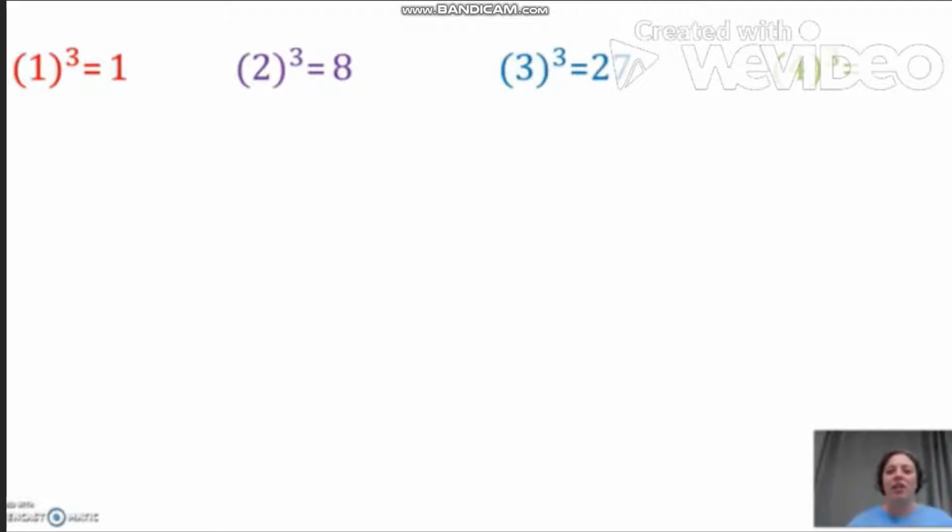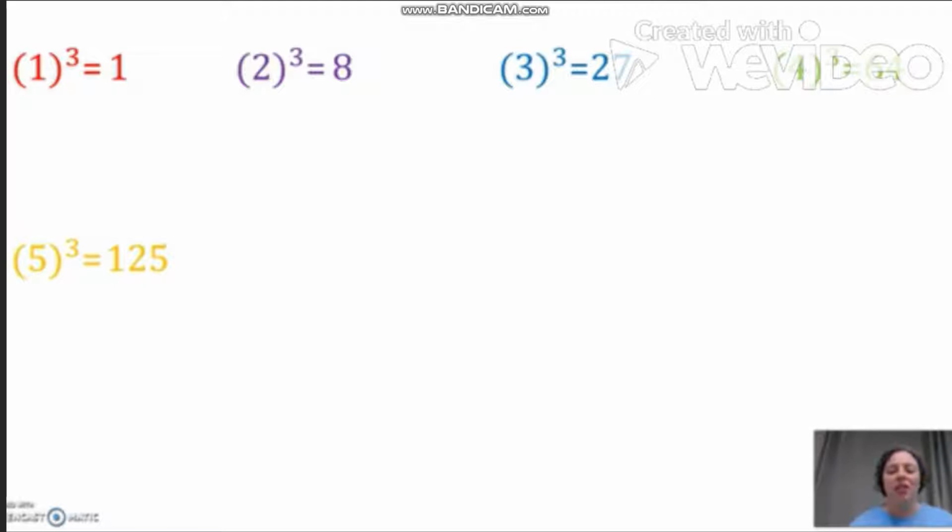So if we go ahead and look at this, we first want to figure out what the perfect cubes are. Take a calculator: 1 to the third, you get 1. 2 to the third, you get 8. 3 to the third, you get 27. 4 to the third, 64. 5 to the third, 125.